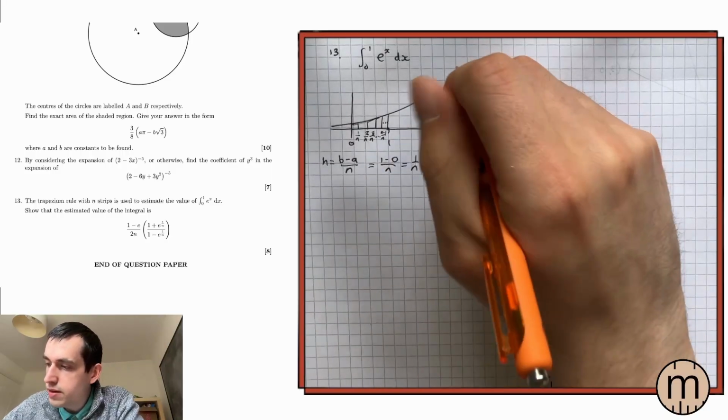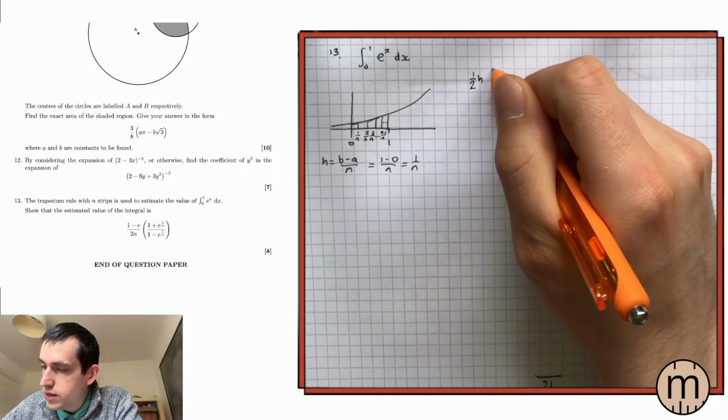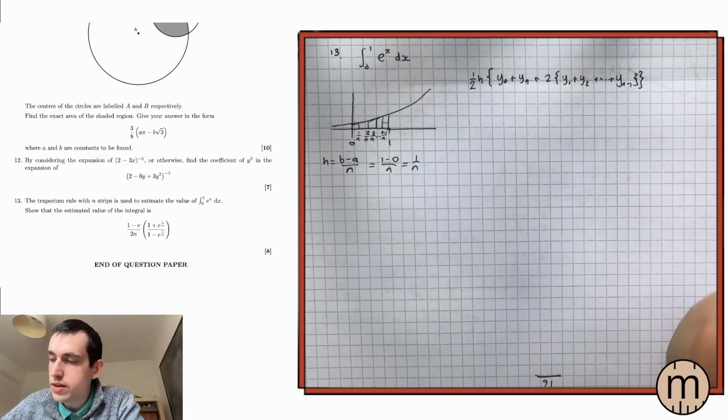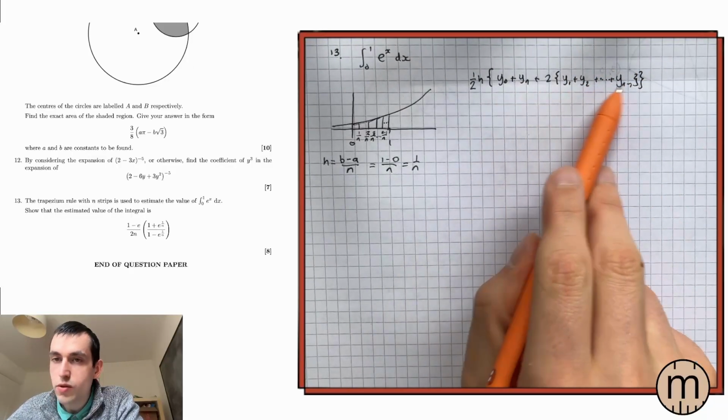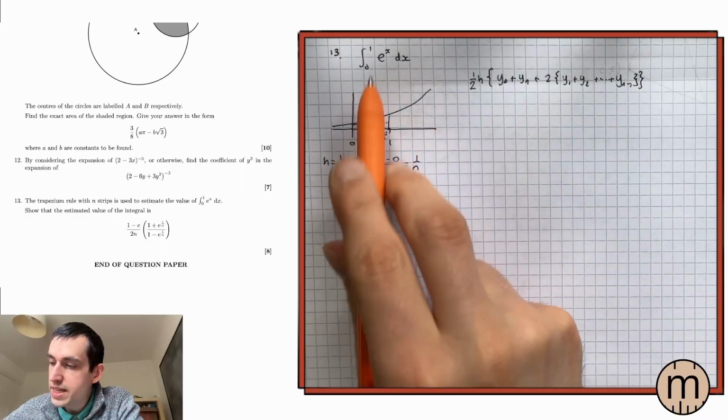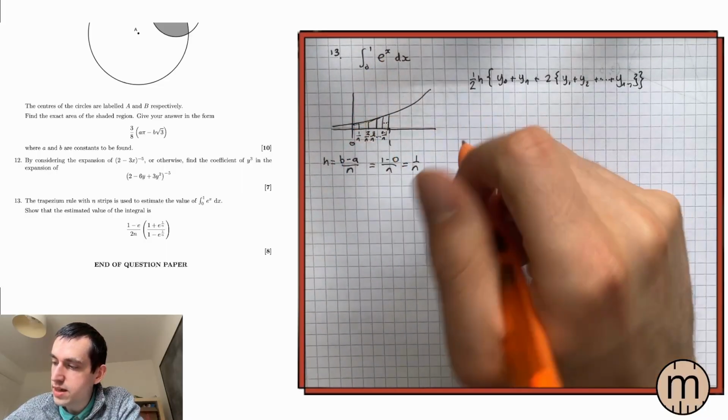But the formula, if I write down the formula, it's 1 half h, y0 plus yn plus 2 lots of y1 plus y2 plus and so on, like that. So that's the formula given. So y0, yn, these are all y's. These are the x's. So we need to do e to the power of all these x's.